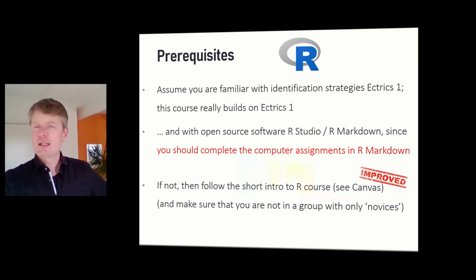Now, another thing is that we continue to work with R/R Studio. So if you're a new incoming student, so starting your master's this spring rather than this fall, and you're not familiar or sufficiently familiar with R/R Studio, then you should really polish up your skills before starting the course, because otherwise you would spend an inordinate amount of time on the computer assignments.